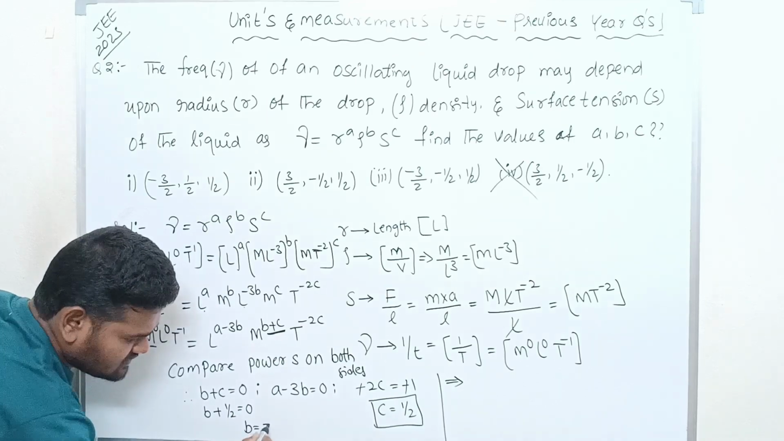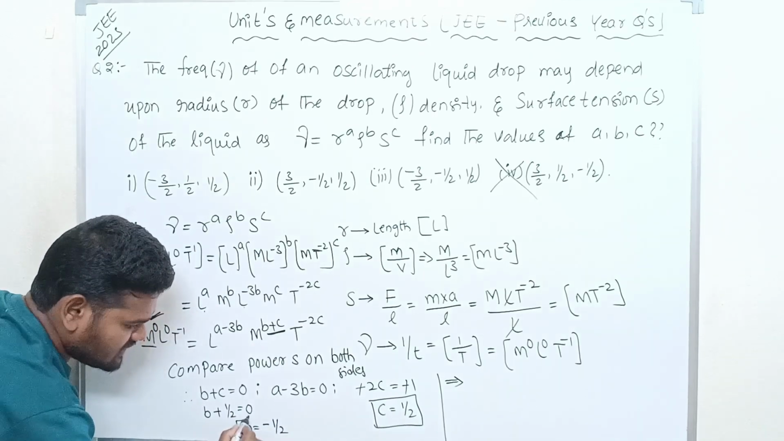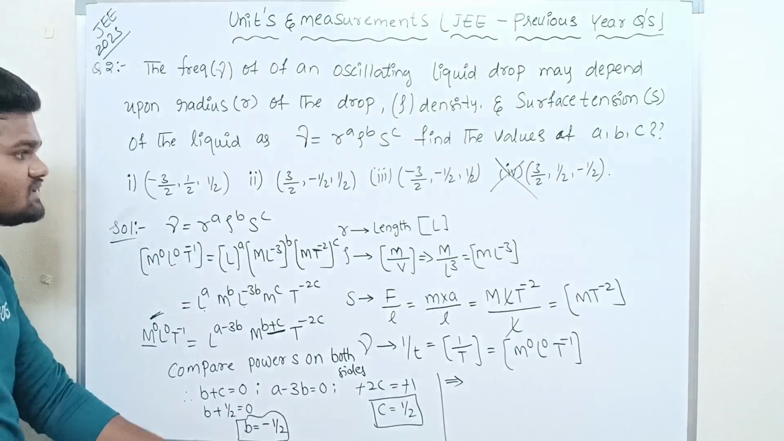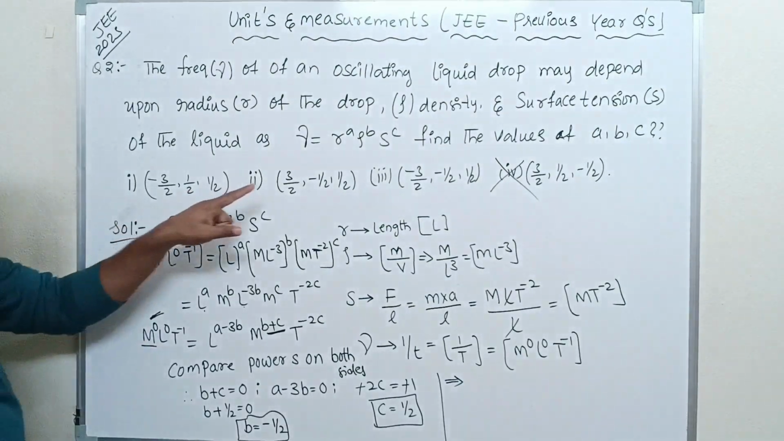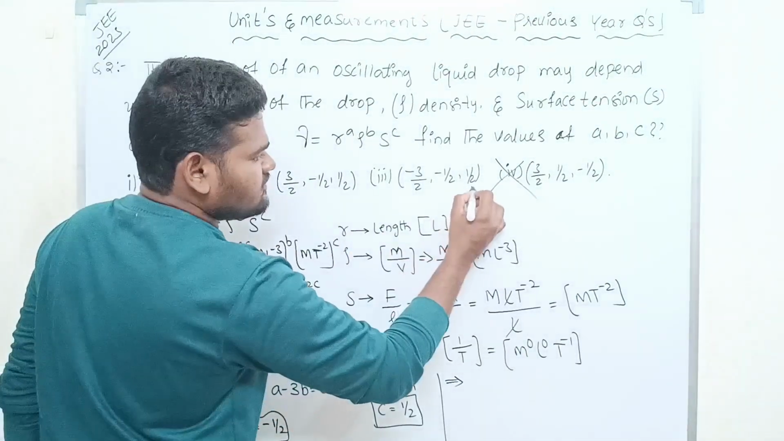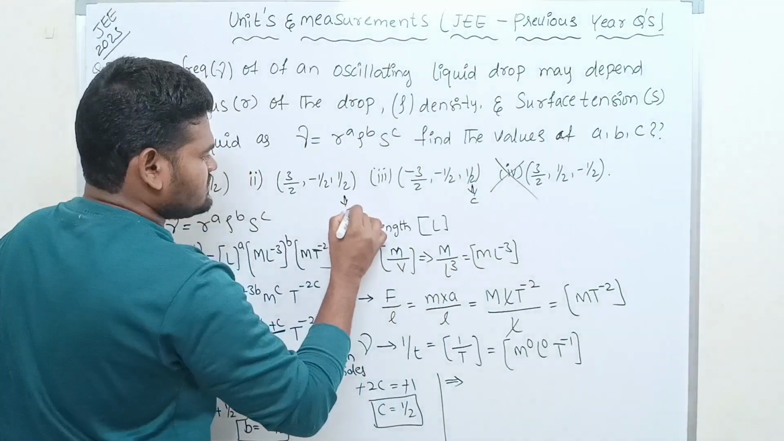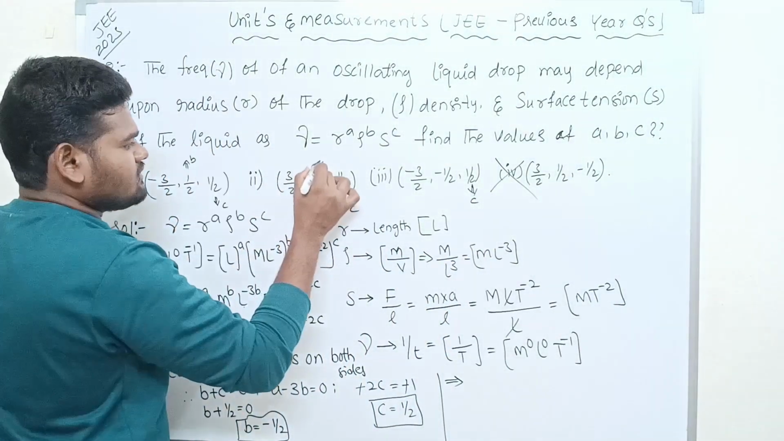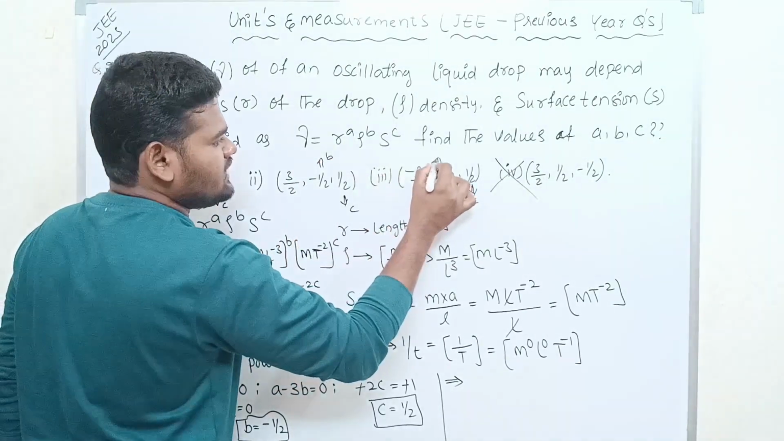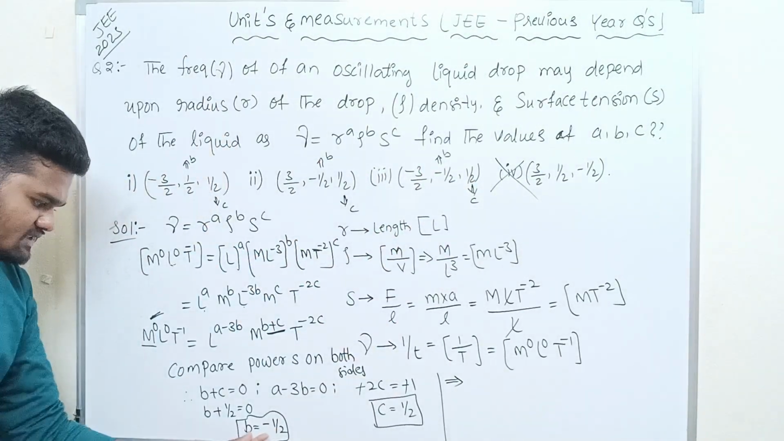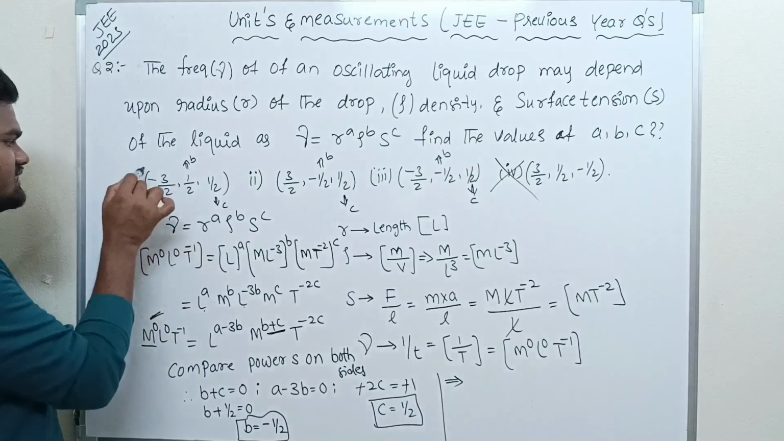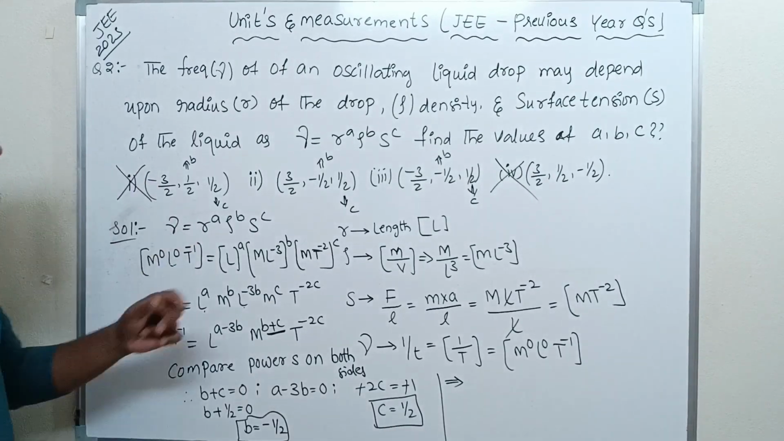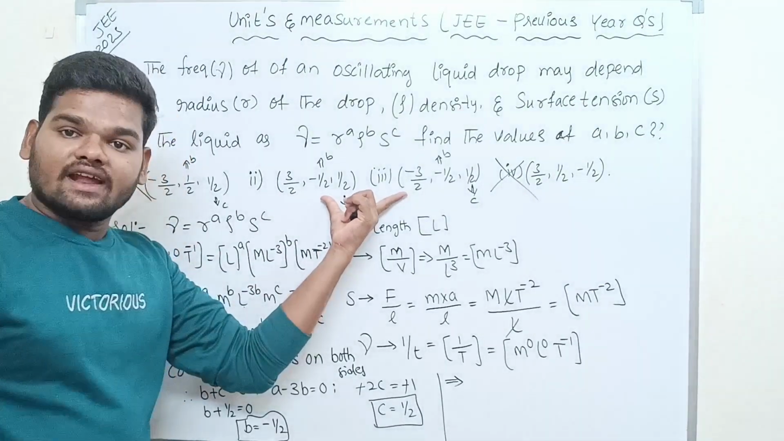Then we get B is equals to minus 1 by 2. If plus 1 by 2 comes to that side, it becomes minus 1 by 2. See, B has a value of what? C. And this is what? B. So what is the value we got? B is equals to minus 1 by 2. Here B is equals to plus 1 by 2 is there. This is cancelled out. So again, in these two we have an answer.